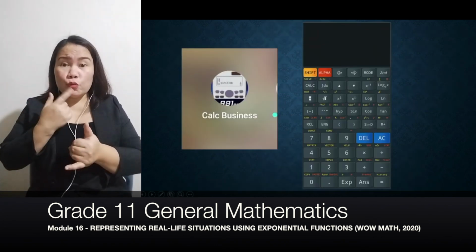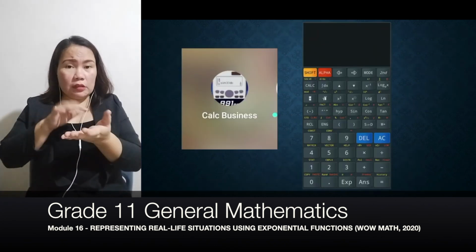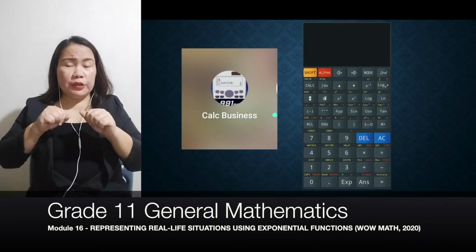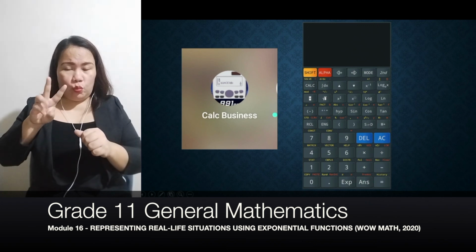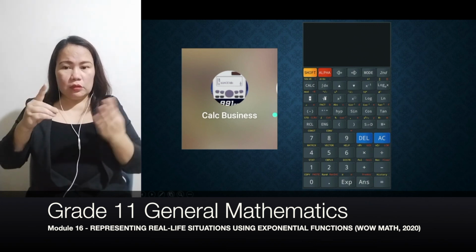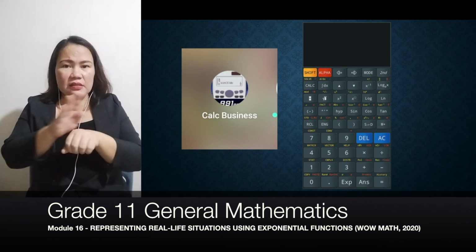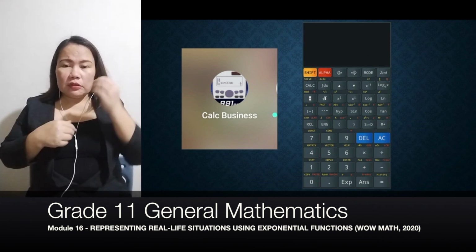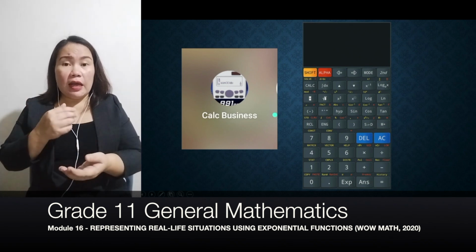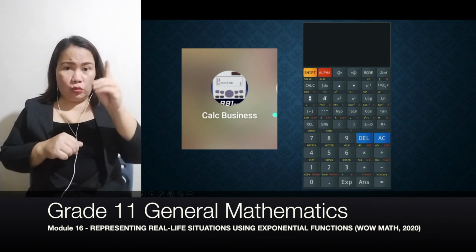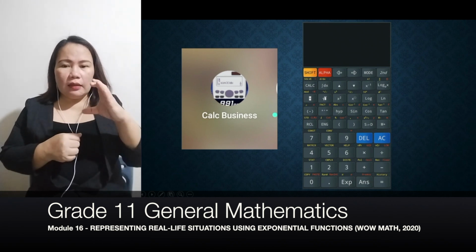Okay, dun sa mga walang scientific calculator, kung wala kayong scientific calculator sa bahay, pero meron naman kayong cellphone, pwede nyo i-download sa App Store yung Calc Business, okay, para magamit nyo kapag nag-check kayo, lalo na kapag meron kayong mga assignment or exercises na gagawin. So, ito ay malaking tulong sa inyo. So, ito yung magiging itsura ng scientific calculator nyo sa cellphone. So, you can download this, Calc Business.